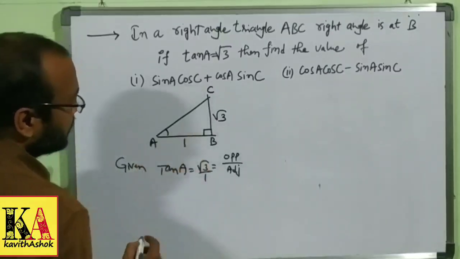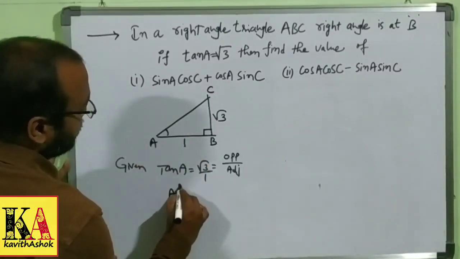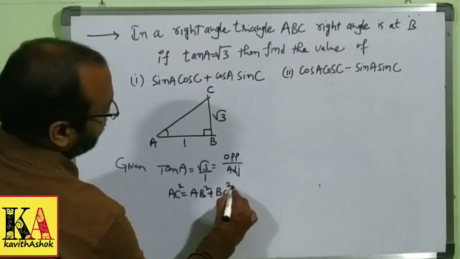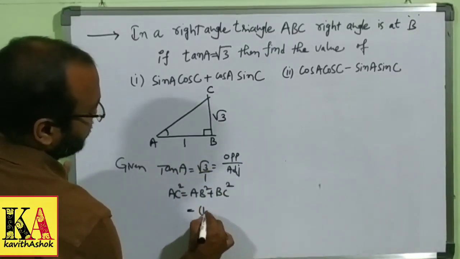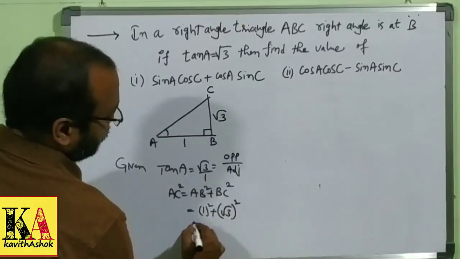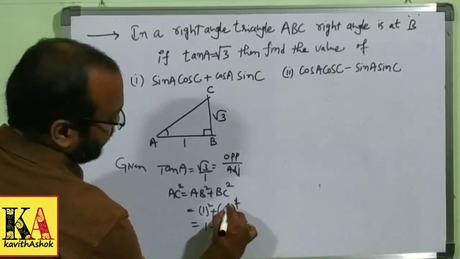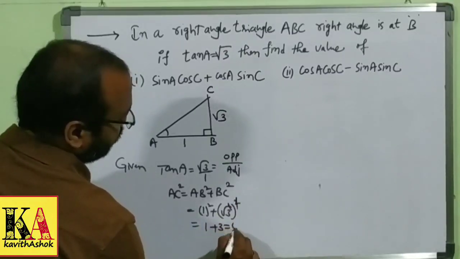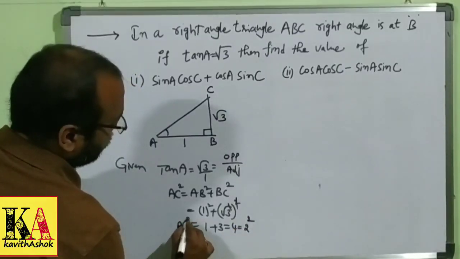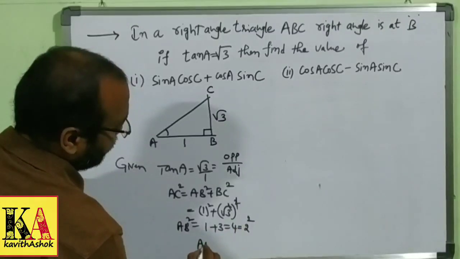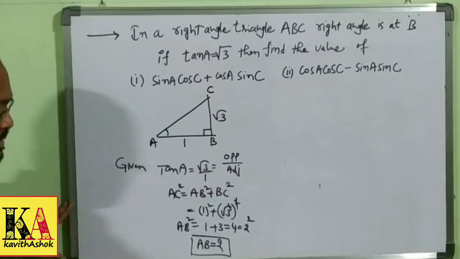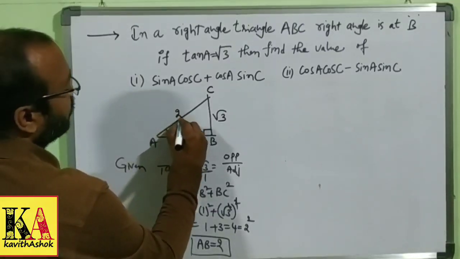Right. Again by using Pythagoras theorem, AC square is equal to AB square plus BC square. AB is 1, this is 1 square. BC is root 3, and this is root 3 square. 1 square is nothing but 1 here. Square root gets cancelled, this will be 3. And this is 4. This is nothing but 2 square. So AC square is equal to 2 square. Then automatically AC value will become here 2. AC square is equal to 2 square, in the sense AC value will be 2. So this is 2.